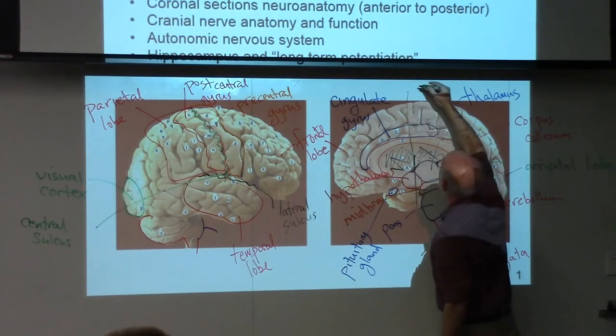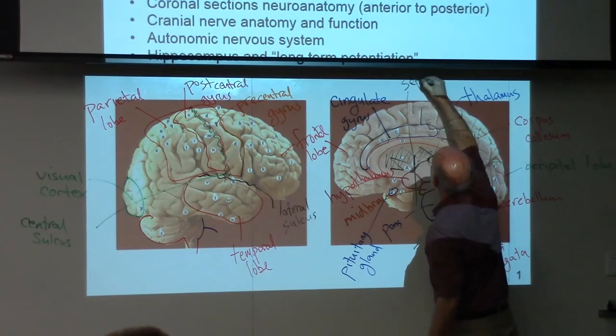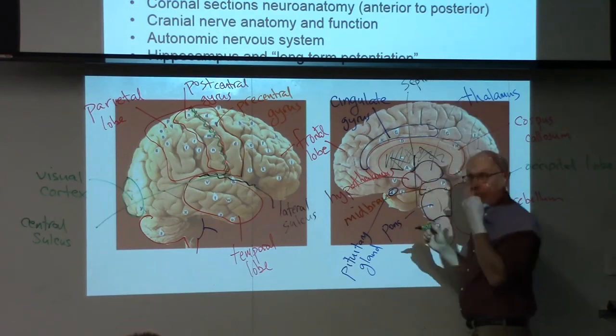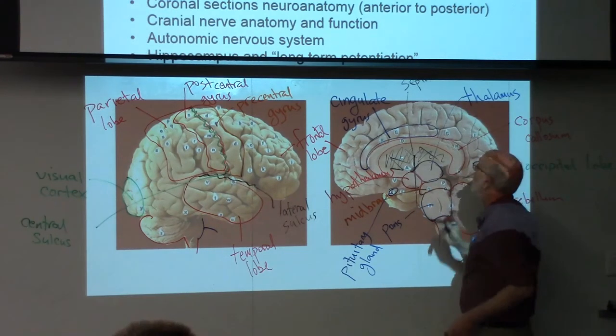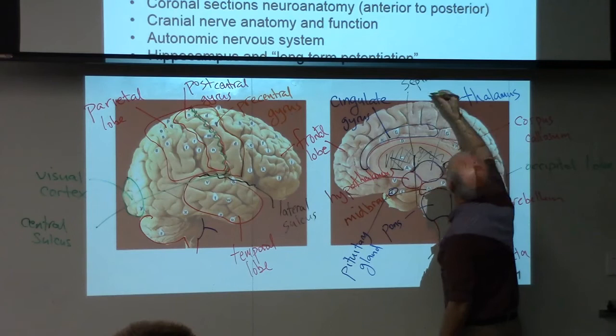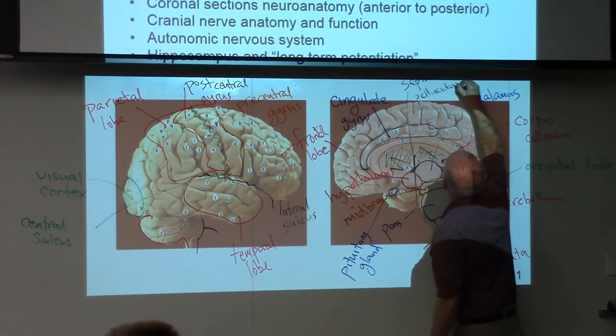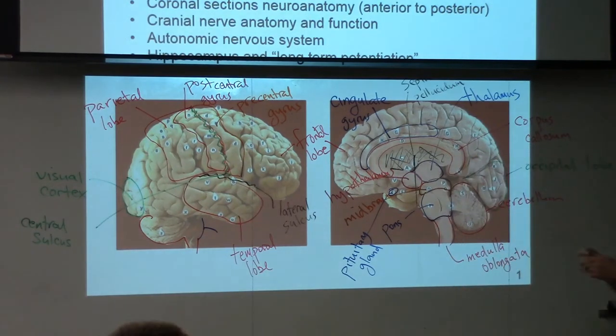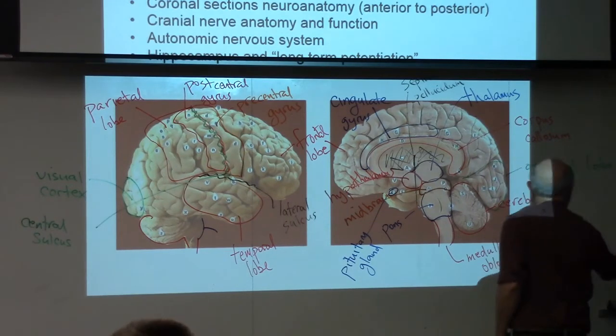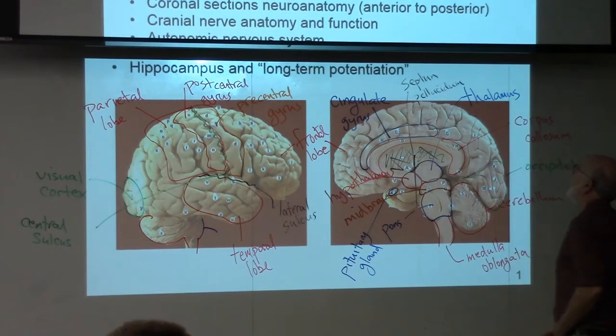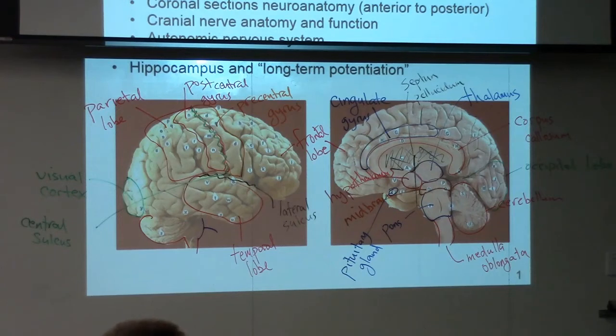Okay, this has a name. It's called the septum, like the septum of your nose, a separator. Septum pellucidum. Septum pellucidum is the membrane that separates the two lateral ventricles.